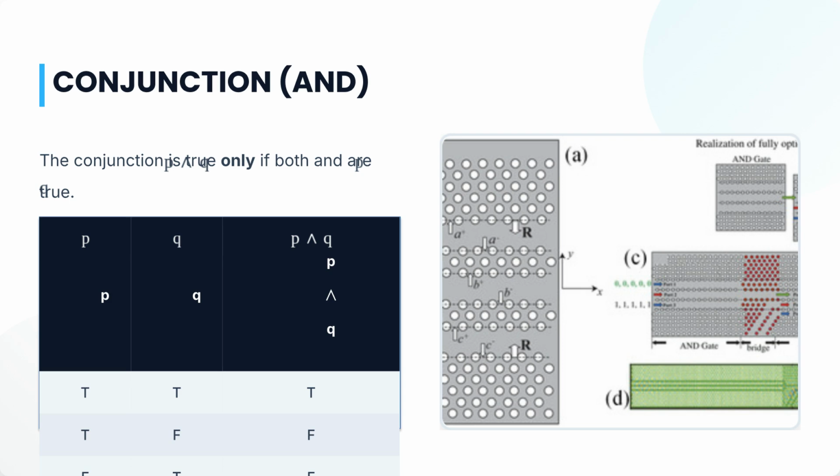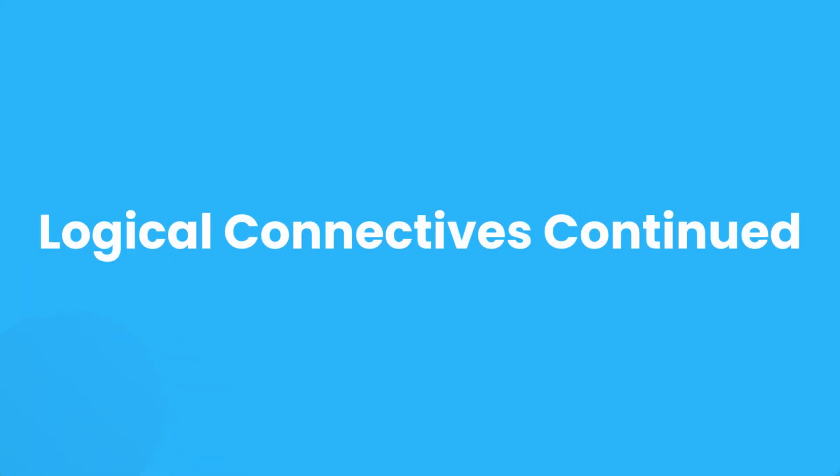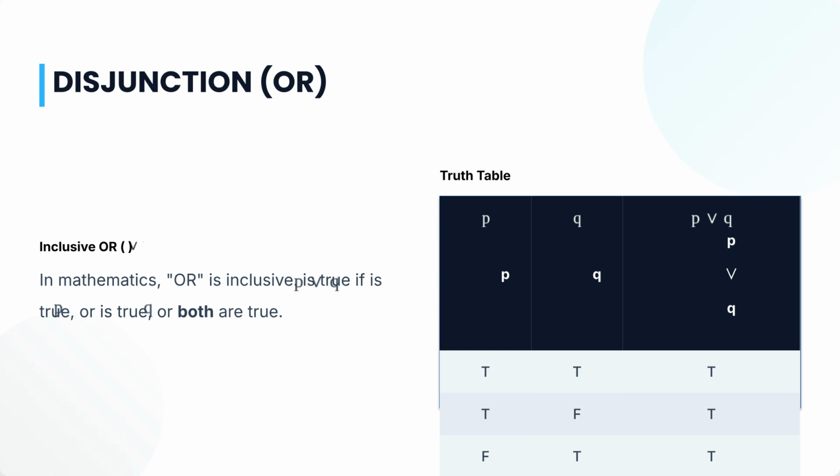A conjunction is true only if both statements, P and Q, are true. This truth table illustrates how the operation behaves across different states. Continuing our look at logical connectives, let's explore a further operation. In mathematics, the disjunction, or OR, is inclusive. A disjunction is true if P is true, Q is true, or if both are true.